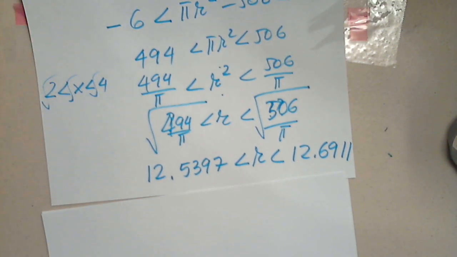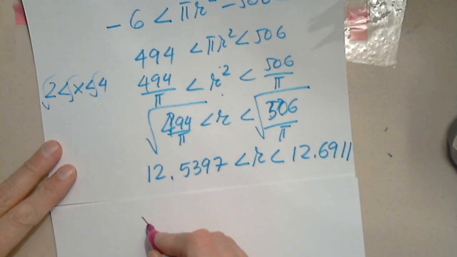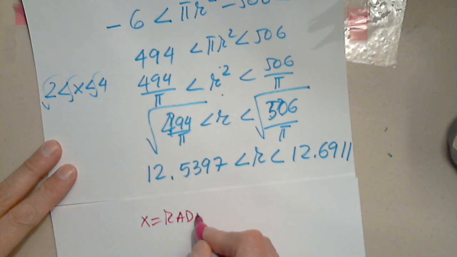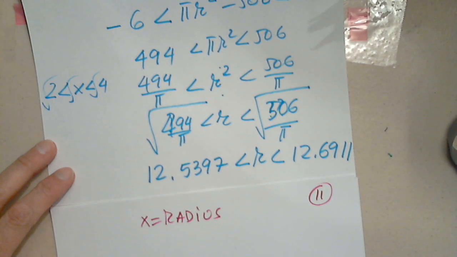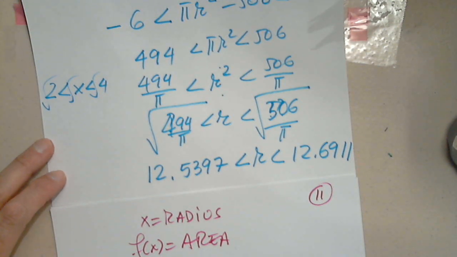Okay, now part C. In terms of the epsilon delta definition, what is x? Of course, x is the radius. What is f of x? Of course, the area. What is a? Yes, it is the target radius.